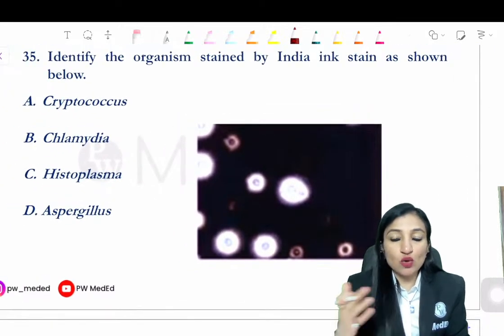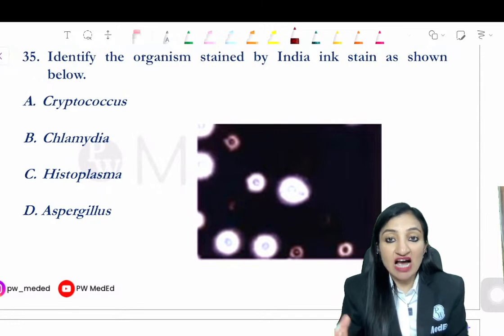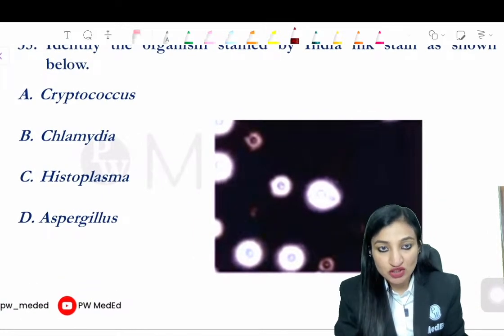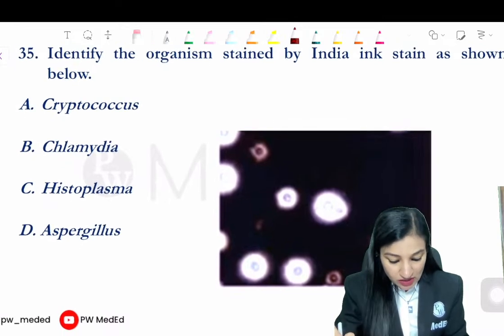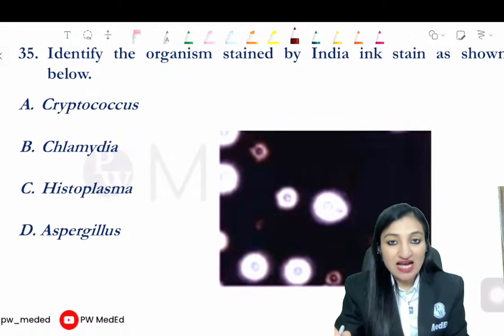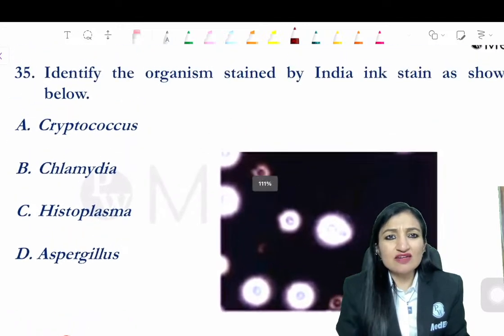This was because all these questions are recall questions which have been asked in the FMGE exam. So this was the picture given to me by the students. Okay, so Cryptococcus, chlamydia, Histoplasma, Aspergillus. Very, very straightforward, easy question.